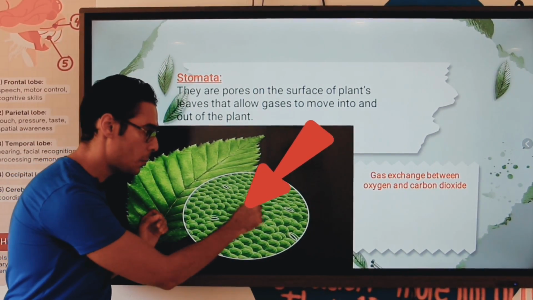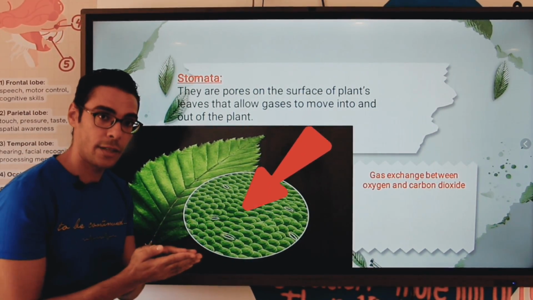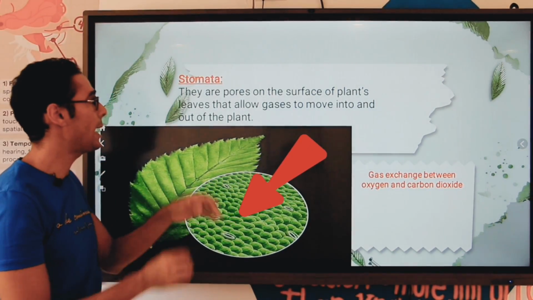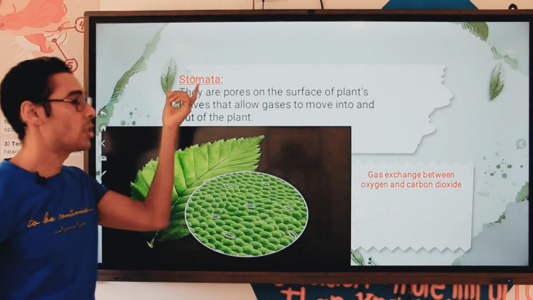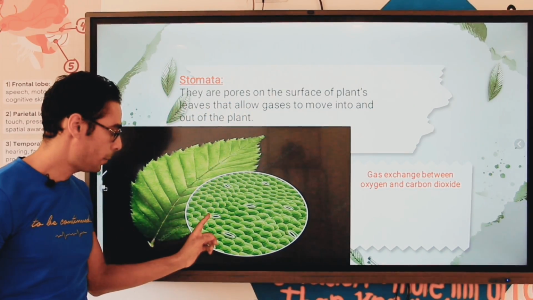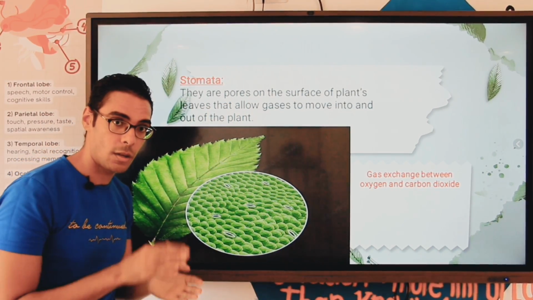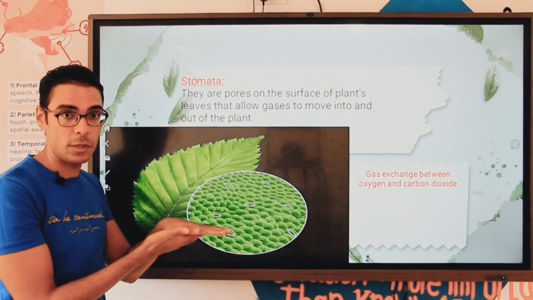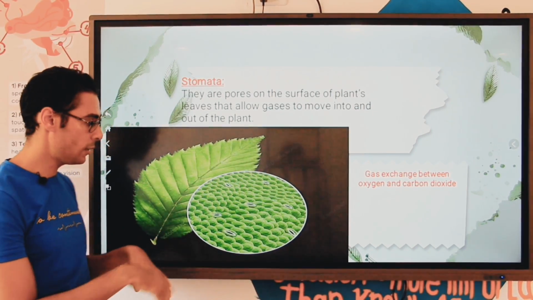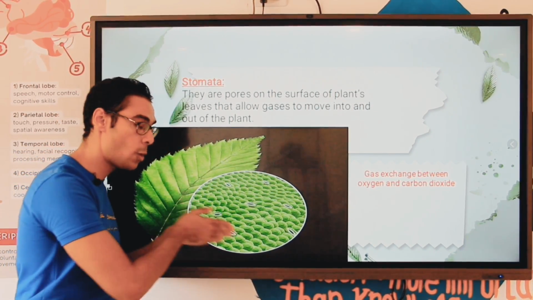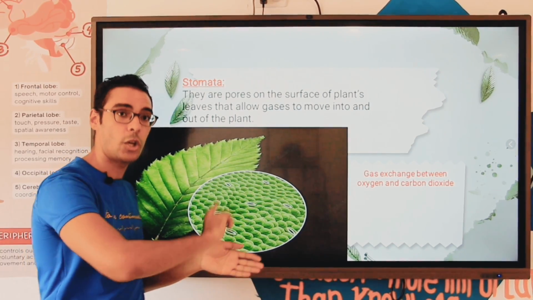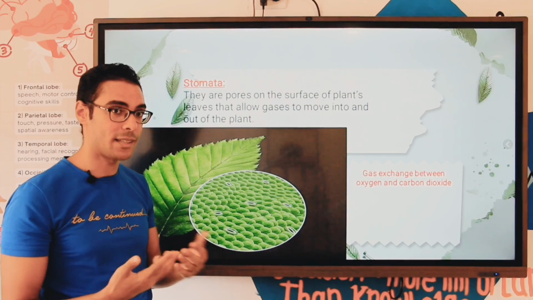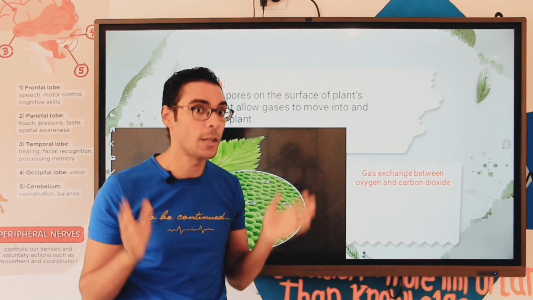The tiny and small holes that are carried on the lower surface of the plant leaves are known as stomata. They are responsible for taking in the carbon dioxide. This is where the carbon dioxide goes in and the oxygen goes out. So these are the places responsible for the gas exchange during the photosynthesis process.